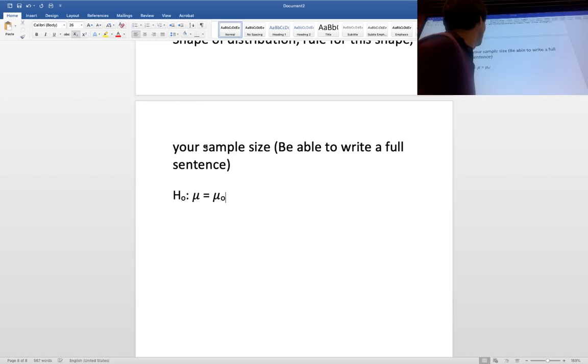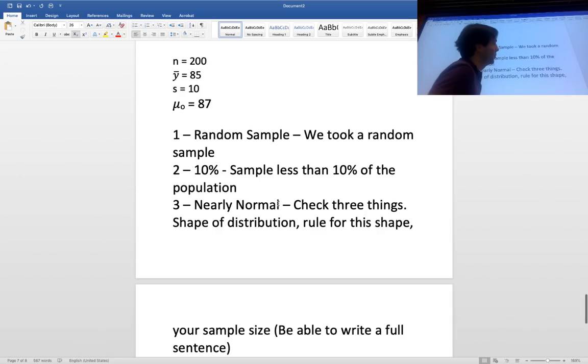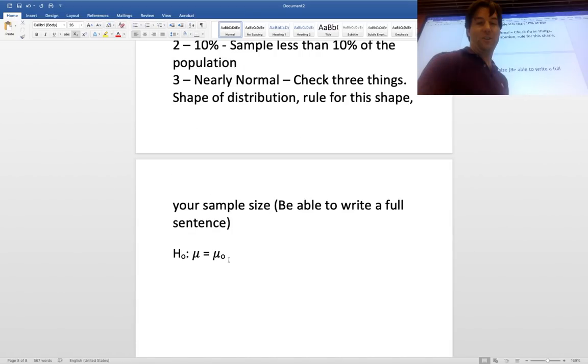What I'm writing right here is the general form, mu equals mu naught. What we need to do now is put in our hypothesized value. The hypothesized value was what? 87. And we have just written our null hypothesis.